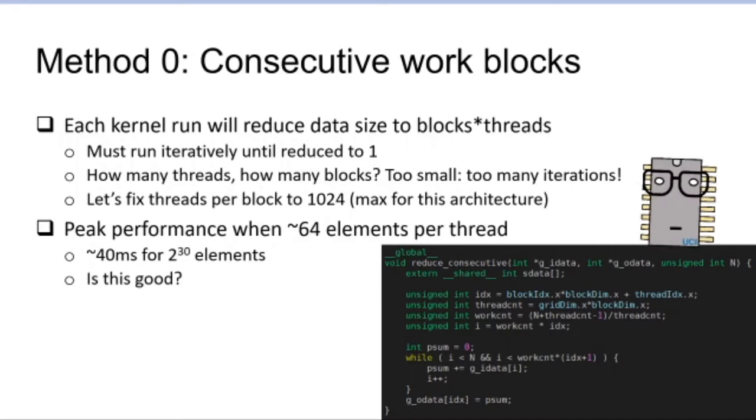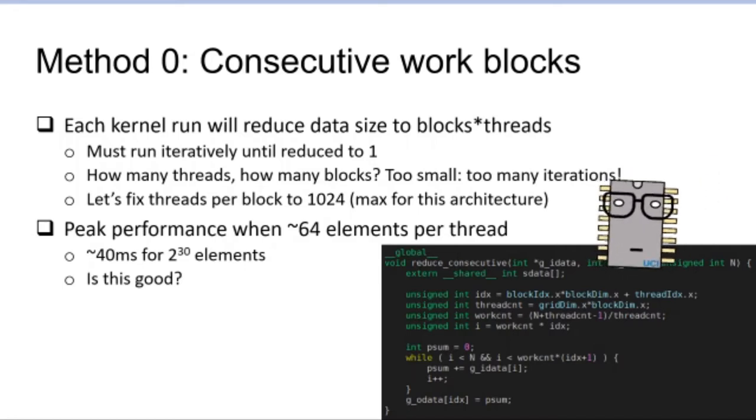So for the purpose of the remainder of the exploration, let's fix the threads per block to 1,024, which is the maximum number of threads for this architecture. And just for the simplicity of design space exploration, we're only going to change the block count. So the total number of threads will be increased or decreased in units of 1,024 threads.